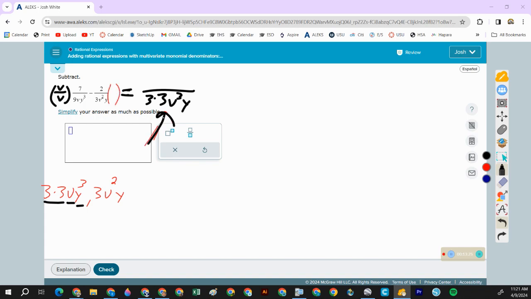What does this have that that does not have? What's missing? Well, it's missing a 3, and it's missing... Oh, I wrote that wrong. This should be... I'm sorry, guys. v squared y to the 3rd. Okay, so this is missing a 3 and a y squared.